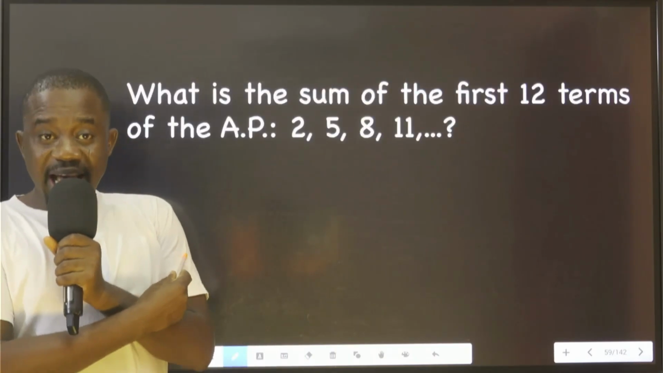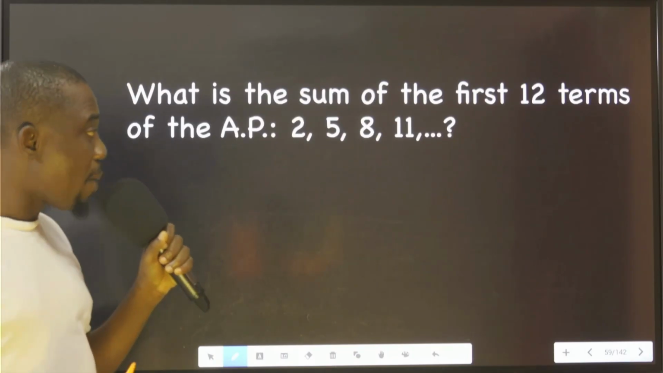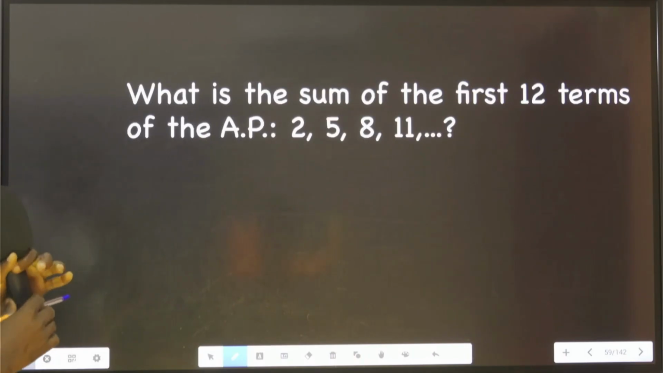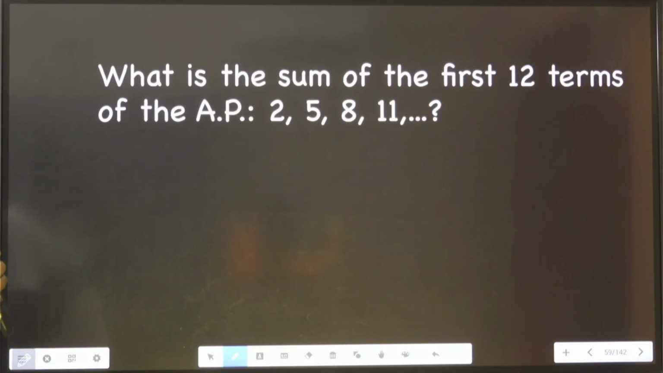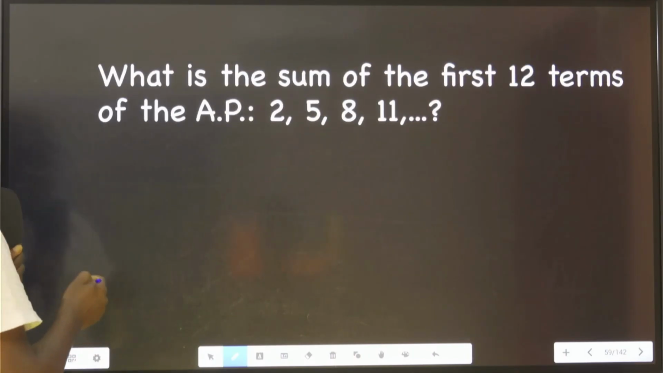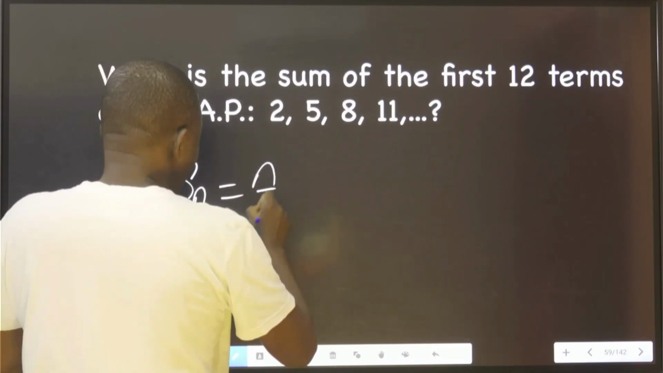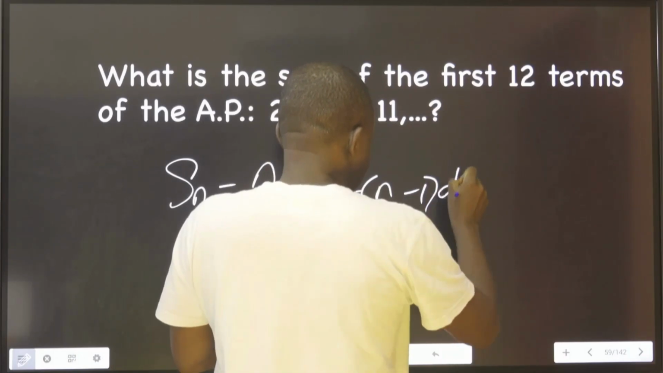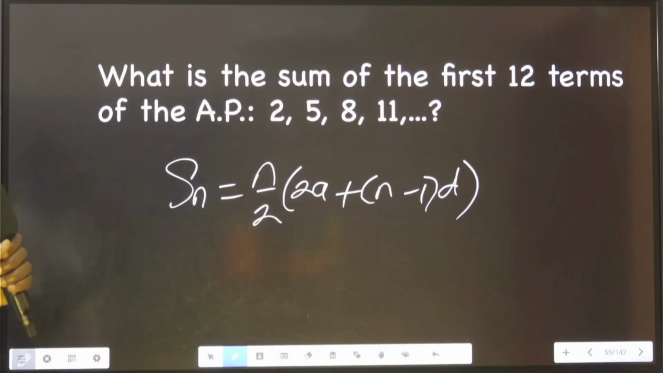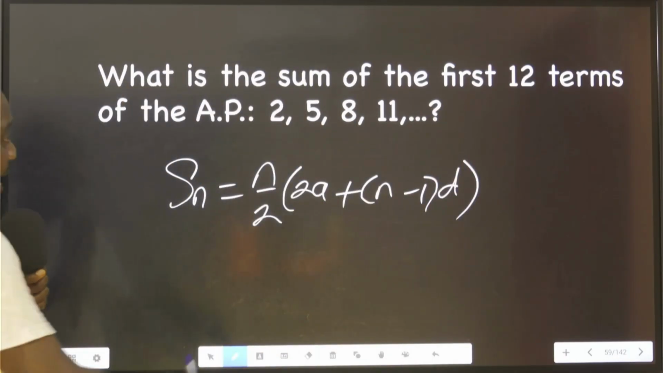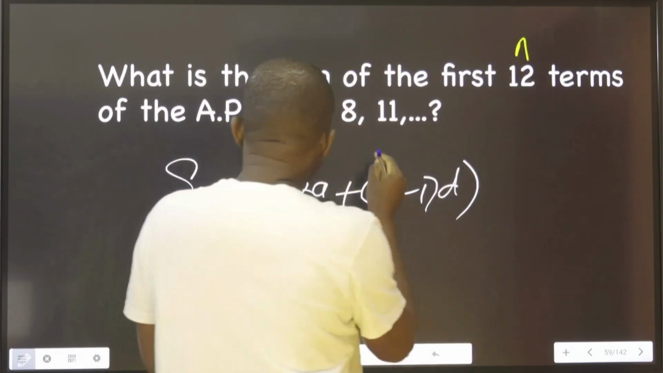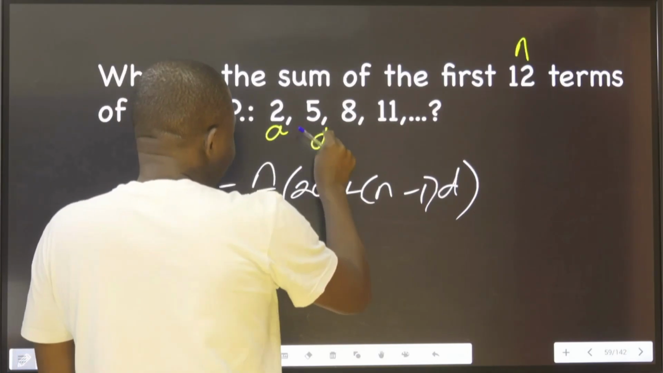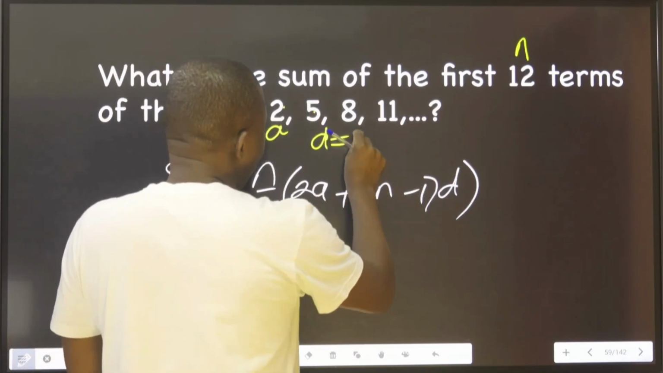Let's look at this. It says, what is the sum of the first 12 terms of the AP? The sum of the first 12 terms. That is to say, n over 2, 2a plus n minus 1 d. So, for the first 12 terms, this is n. This is the first term. And the common difference is this minus this. You agree with me? It's going to be 3.